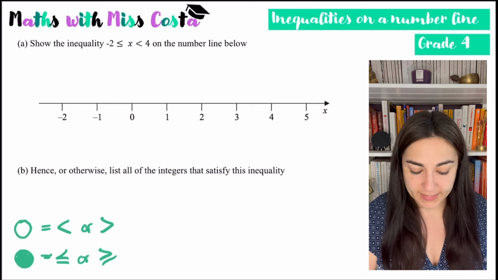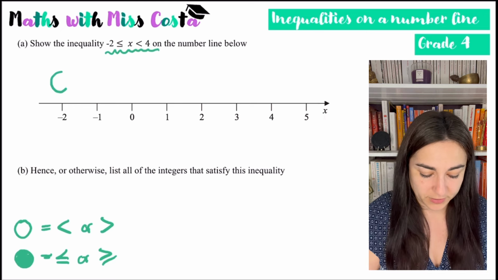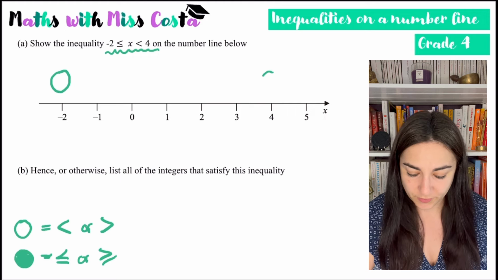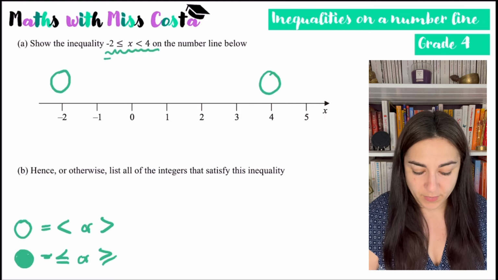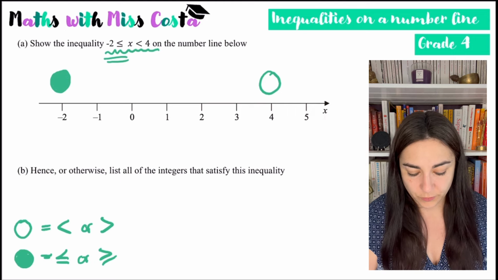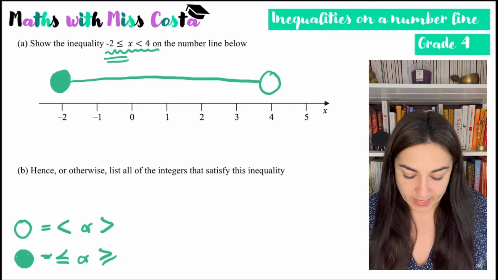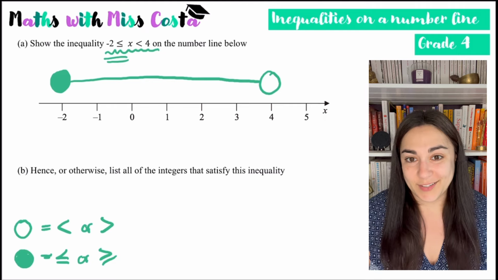So it says -2 is less than or equal to x, which is less than 4. So I'm going to draw a dot above -2 and a dot above 4. And I know -2 is less than or equal to x, so I'm going to colour that one in and then just join the 2 up. Okay. And that way, I've represented it on a number line.